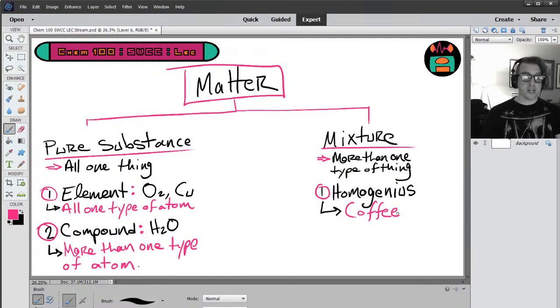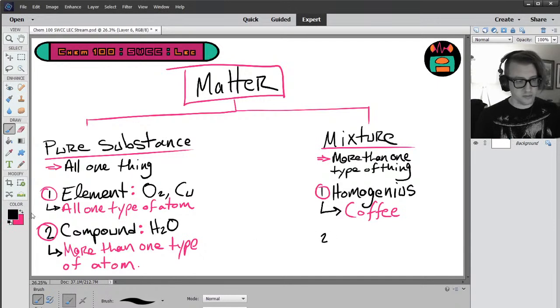But when you add cream to coffee, you stir it up, and your coffee turns all the same color. That's because it's made a homogeneous mixture. It doesn't matter what region of coffee you're drinking from. There's the same amount of cream in each region, the same amount of coffee bean, the same amount of water. So coffee is a homogeneous mixture.